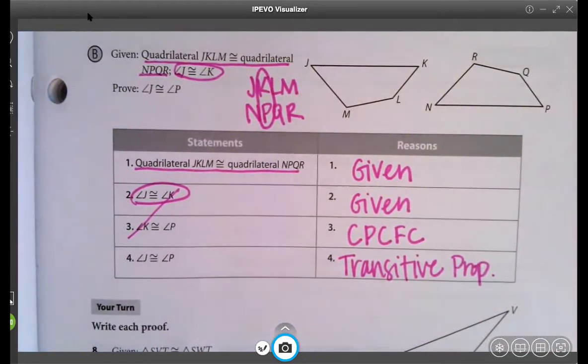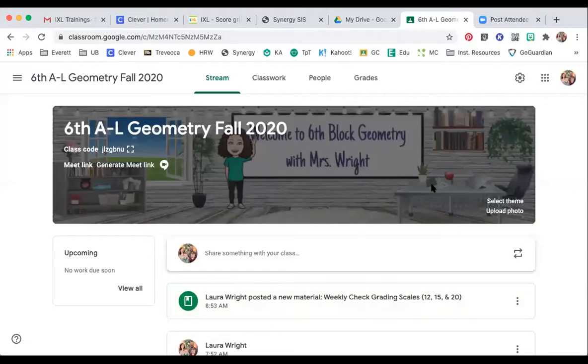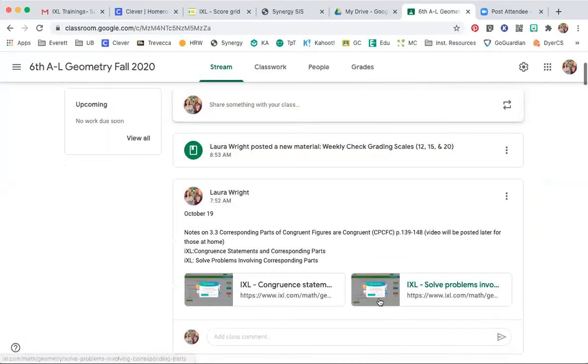All right, let's preview your IXL assignments for a second. I'm going to stop the screen share and then start a new one. Still recording though, for those of you here with me. Okay, so in your Google class, first post is congruent statements. Let's take a look at that.